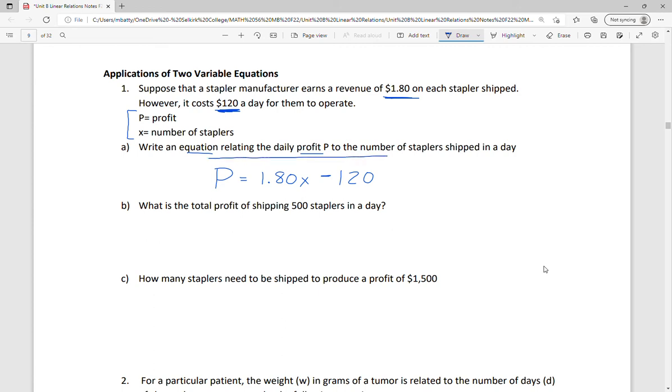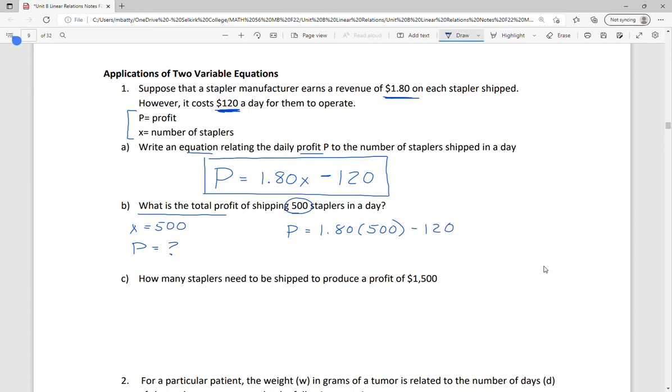And so here I've developed an equation. This would mathematically define how much you would make if you were to ship any number of staplers. So this question says, okay, let's say this two variable equation, we want to know how much you're going to make if you ship 500 staplers. So that is x equals 500, and it says what then would be your profit. So we can take this equation, and what we're going to do is sub in 500 where we see our x.